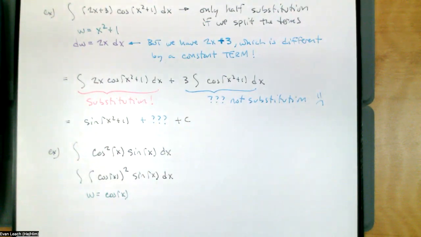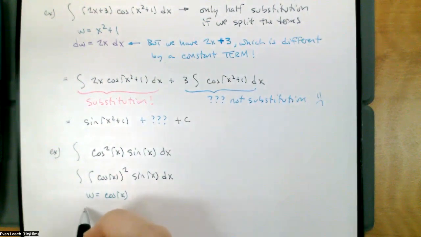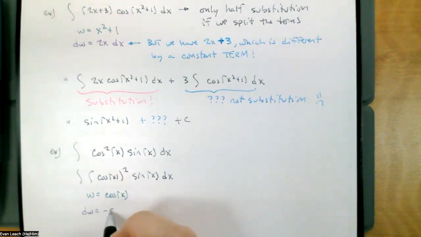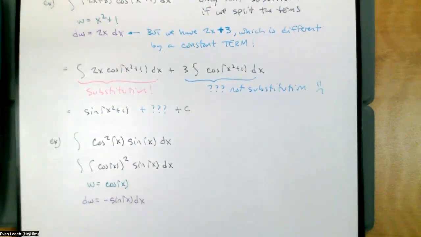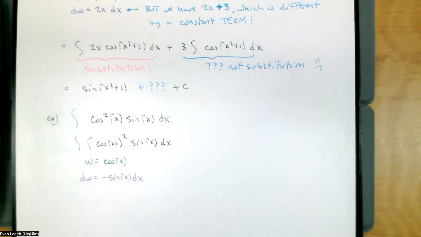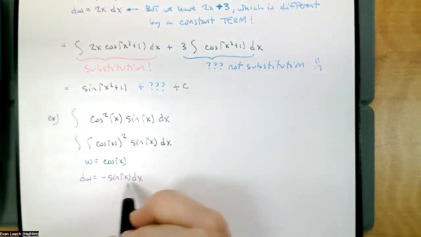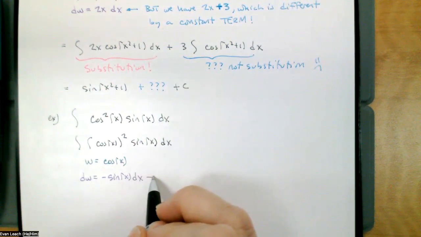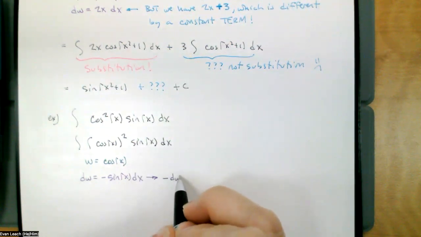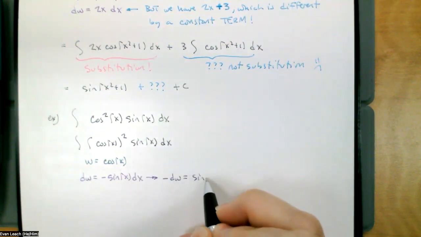So make sure that when you see cosine squared, you think the square of the cosine of x, so that the cosine is your inside function. If w is to be cosine x, then the dw needs to be a multiple of negative sine x dx, because the derivative of cosine is negative sine. I don't exactly have negative sine x. The important part is not the negative. The important part is the sine x dx.